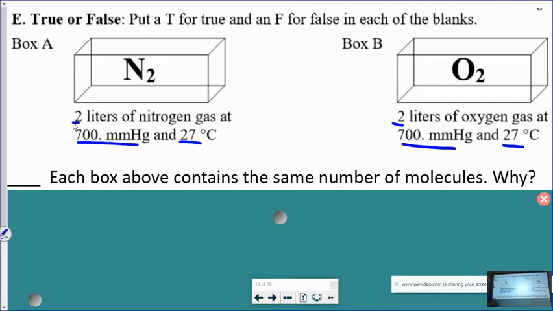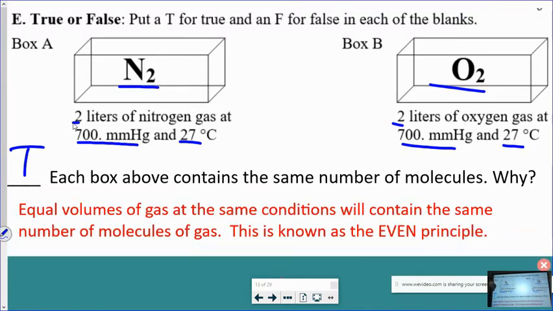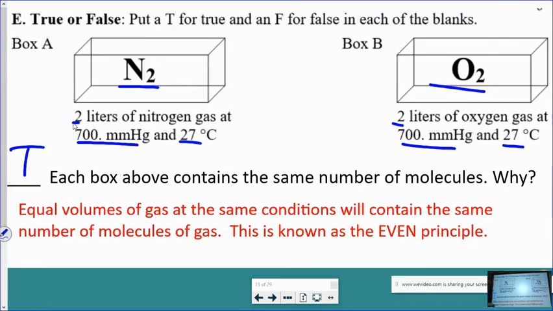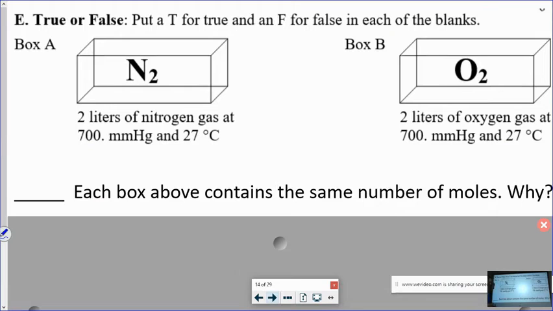Well, the conditions are the same between these 2 boxes. So if the conditions are the same between these two boxes, and both of these are gases, the EVEN principle is true. So this is true. Each box has the same number of particles because they're under the same conditions. And the reason for that is equal volumes of gas at the same conditions will have the same number of molecules of gas. This is known as the EVEN principle. All right, try the next one. Each box above contains the same number of moles.